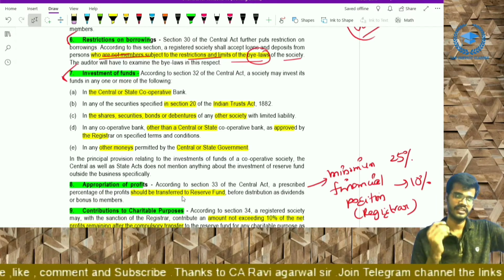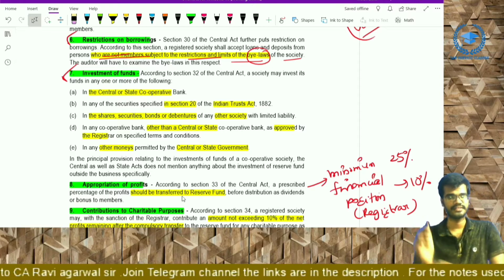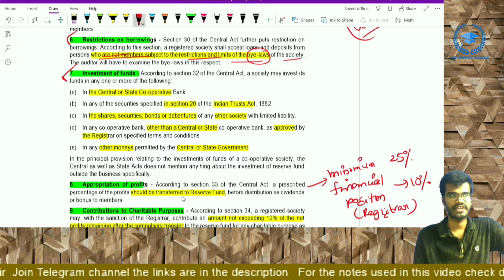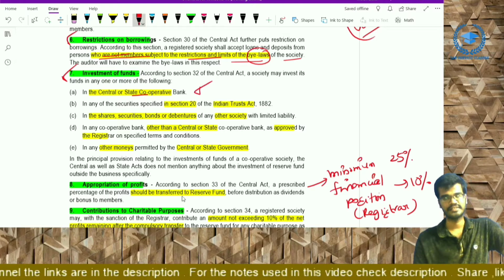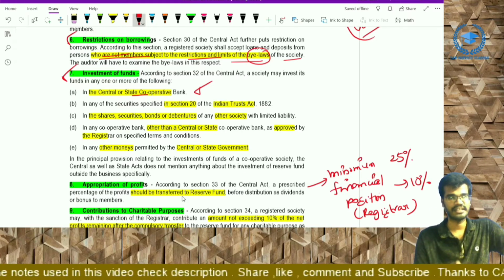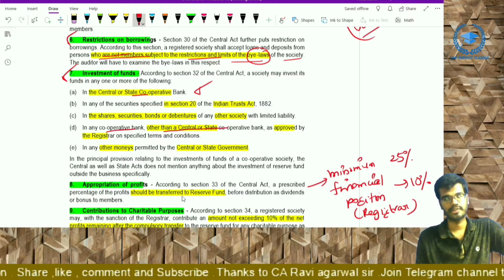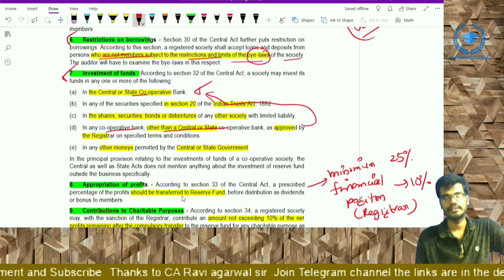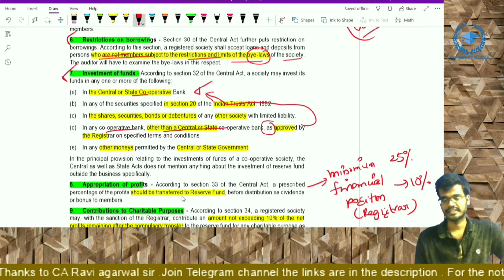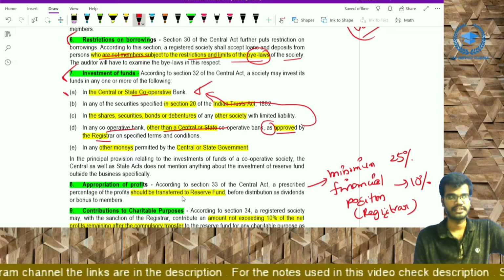The cooperative society has to invest the amount it received. In which securities can it invest? There are 4 types of securities. The first one is the central and the state cooperative bank. Right, in these they can invest. Apart from these 2 banks, if it wants to invest in any other cooperative bank other than the central or state cooperative bank, then it can invest in such a cooperative bank if it is approved by the registrar. These are the 2 points completed.